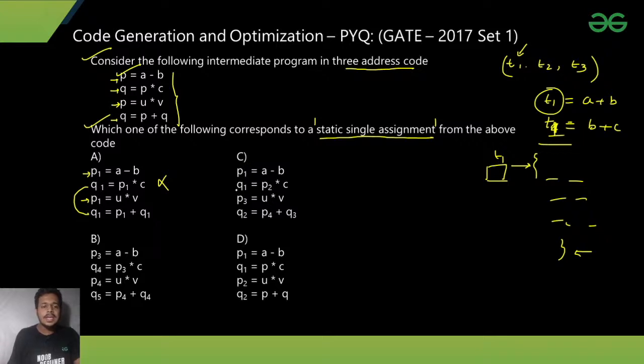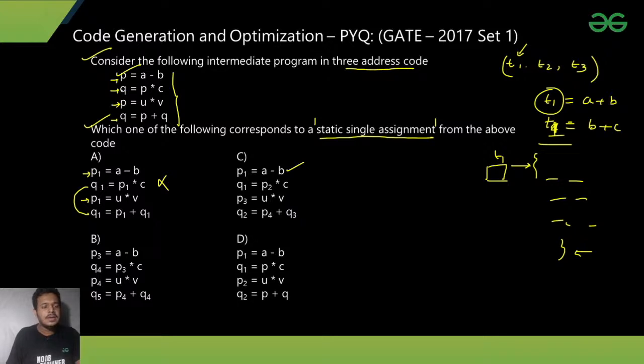Now checking option C, here you can see that P1, Q1, P3 and Q2, these 4 variables are assigned only 1 time. So according to the condition, option C should be the correct option, but we need to find whether the same data flow control is also followed here or not. So we can match one by one. Firstly p equal to a minus b. Instead of p, option C says p1, so p1 equal to a minus b, that is perfect.